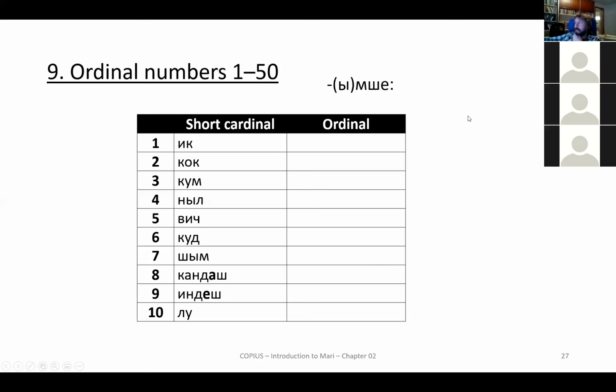Okay. So be mindful of the haplology when we form our ordinal numbers. So we'll start with Kelvin. Ikamshe. Yep. Sonja. Kokumsho. Yep. Samo. Kumshe. Vowel harmony. Kumsho. Exactly. Then Valentina. Nilimshe. Yeah.